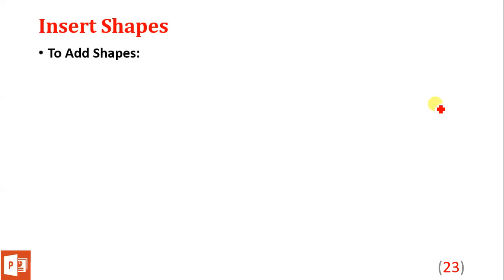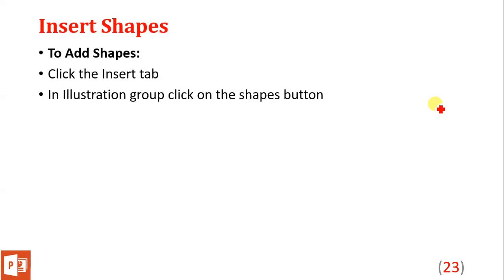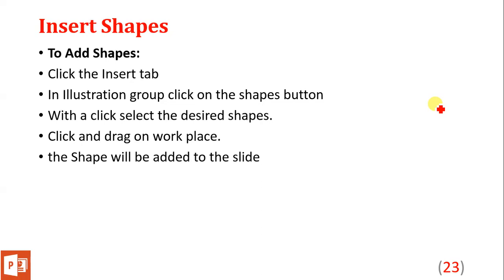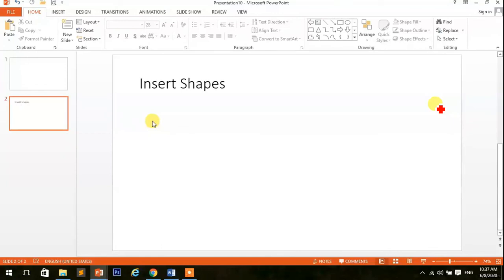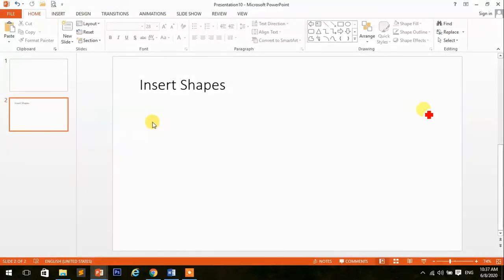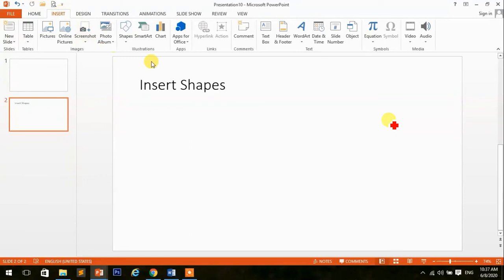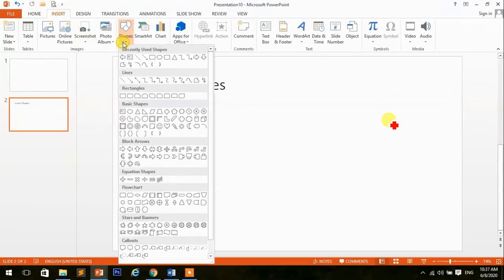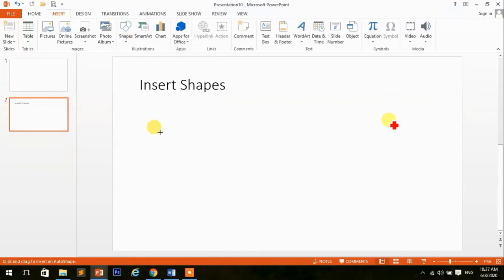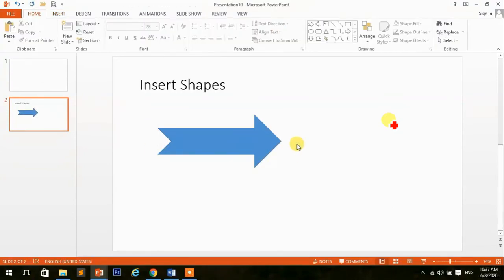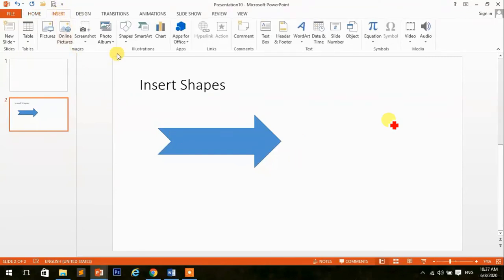Now, inserting the shape. To add the shape, click the Insert tab. In the Illustrations group, click on the Shapes button. With a click, select the desired shape. Click and drag on the workspace. The shape will be added to the slide. Click and drag to modify it, as you can see here. Select Insert, then the shape, then click and drag. Now the desired shape that you selected appears in your slide.